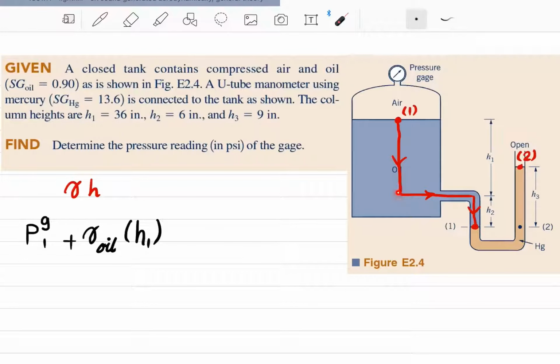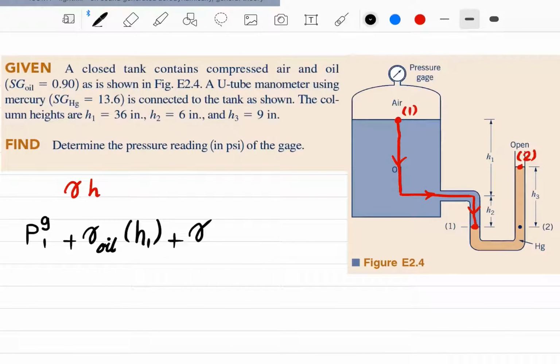Now we are at this point. From here to this point, gamma is constant because the fluid is still oil, and also H is constant, so the pressure won't increase or decrease. So pressure is constant along this straight line. So at this point, when we move downward, again, as H increases, the pressure increases as well. So it would be a positive sign.